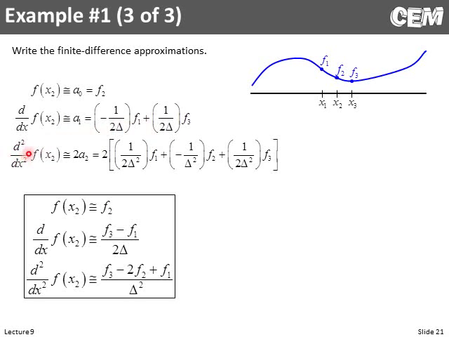Likewise, the second order derivative at x2 was 2 times a2. So inside the square brackets was our expression for a2 that we found on the previous slide, but we need to multiply it by 2. And that came out of taking the derivatives of the polynomials. That's why that 2 appeared there. Okay, so grabbing these, here are now our three expressions for our finite differences.